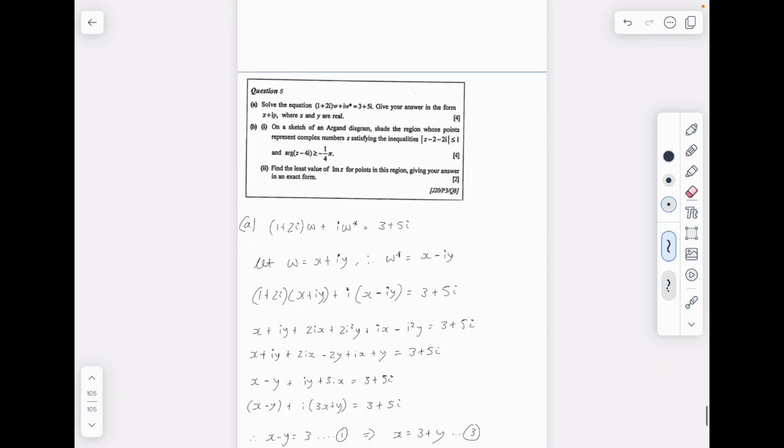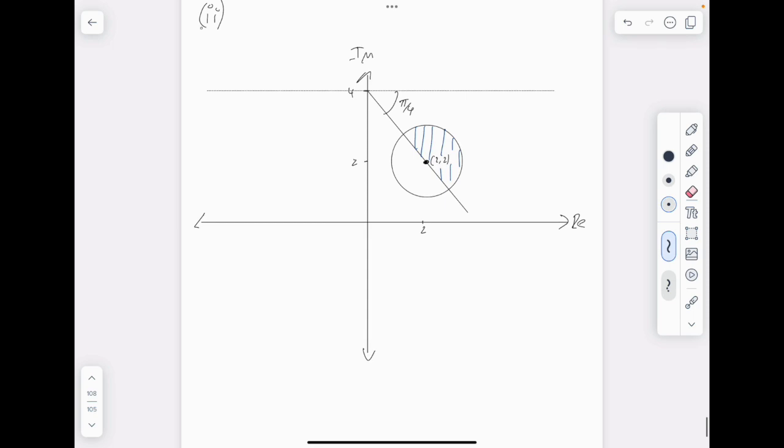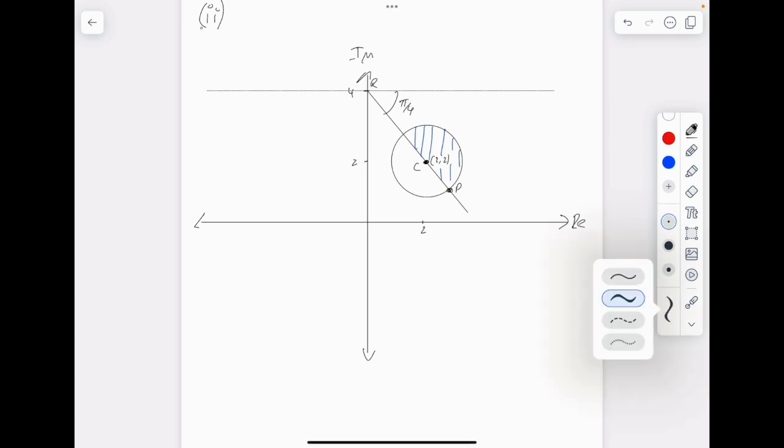So, okay, here's what I'm going to do. I'm going to label this. So we've got P over here, C over here for center, and R over here. And what I'm also going to do is draw a line from this to this. Okay, that's going to represent Q up here.